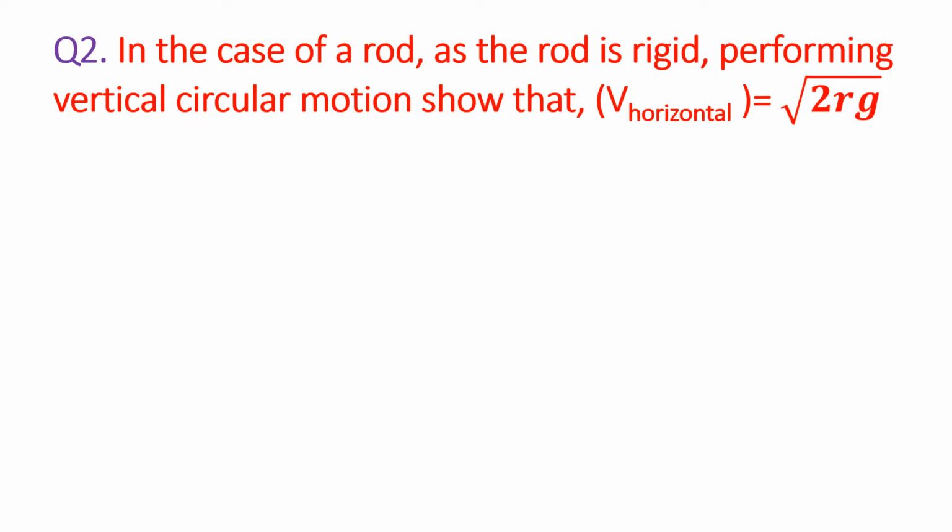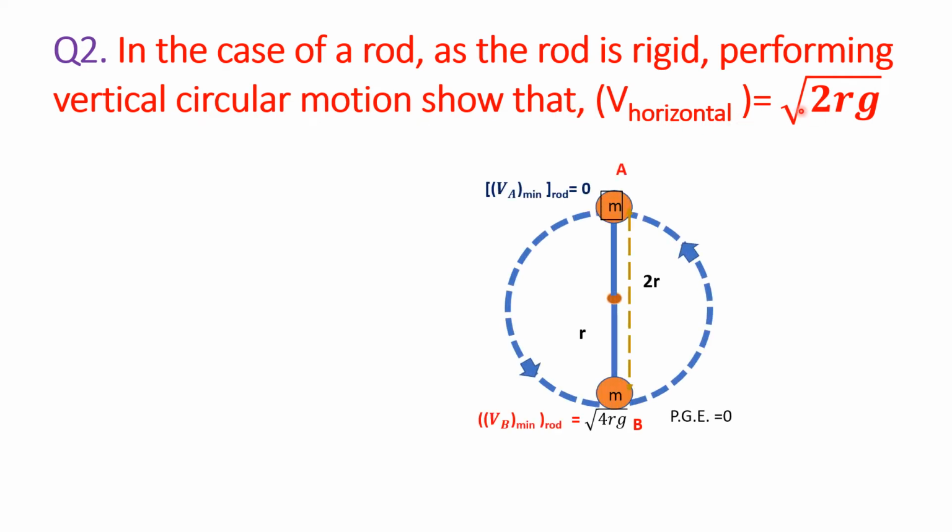Consider the second case. In the case of a rod, as the rod is rigid, performing vertical circular motion, show that V horizontal is equal to square root of 2rg. Here also we have considered that a light rod is attached to the point mass m and is performing a vertical circular motion. The velocity at the bottommost position is square root of 4rg.